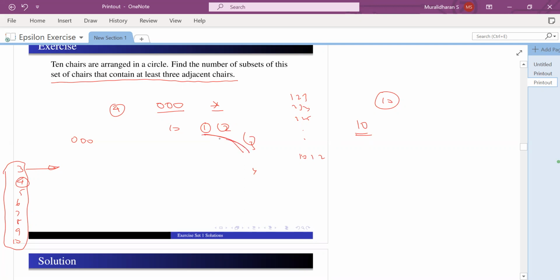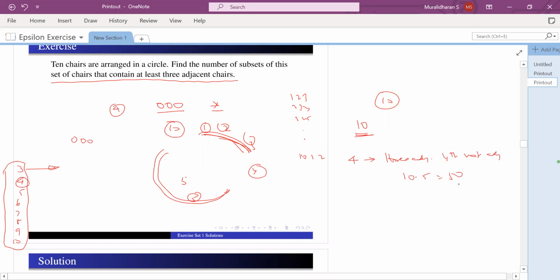So three are adjacent. The fourth one has to be this one and this one should not be there. The remaining thing I can choose any one of those five seats. So I know that the three adjacent number is 10, and I can choose any one of the five in 5 ways. So the number of four element subsets which have three adjacent and the fourth is not adjacent is 10 into 5, that is 50 sets. Already I have 10, so that is 60 sets.